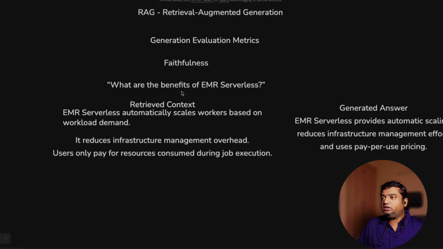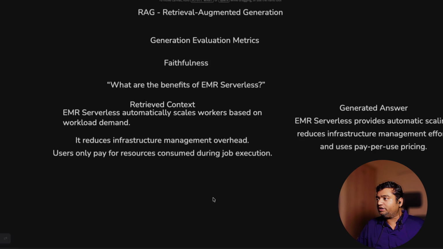Now we'll take another example. I'm asking what are the benefits of EMR serverless. Whenever you hear retrieved context, that means the information is retrieved from the vector database. When you hear generated answer, that means the final answer from your RAG system, given by the LLM. The retrieved context says EMR serverless automatically scales workers based on workload demand. It reduces infrastructure management overhead. Users only pay for resources consumed during job execution. This is the information we got from the retrieved context.